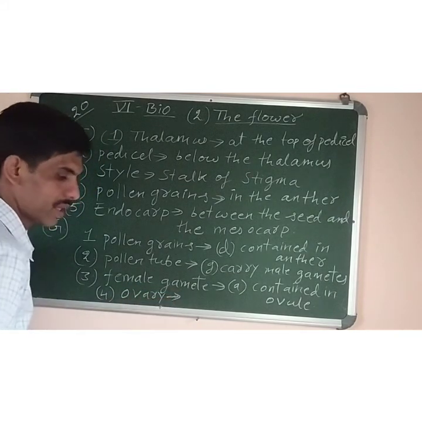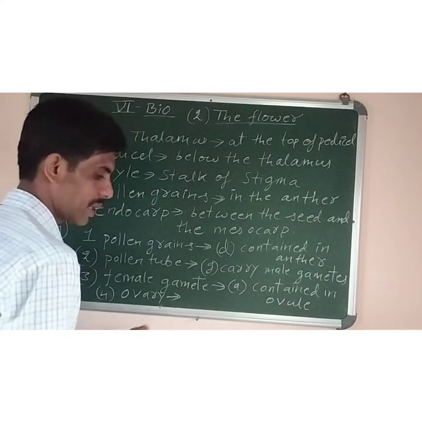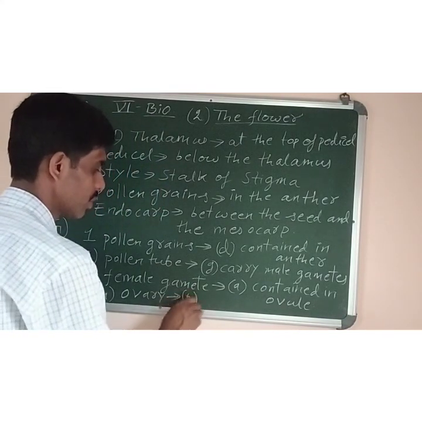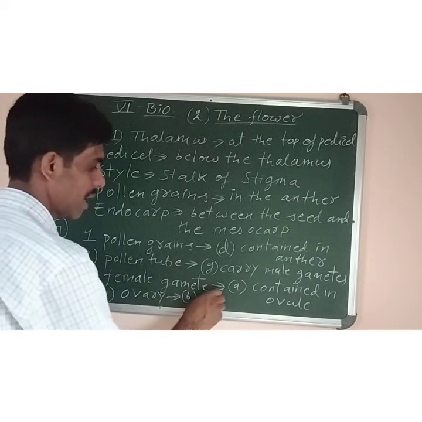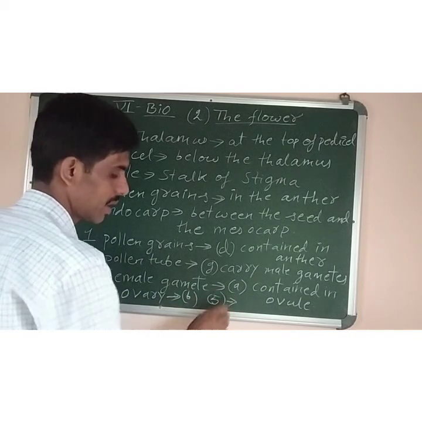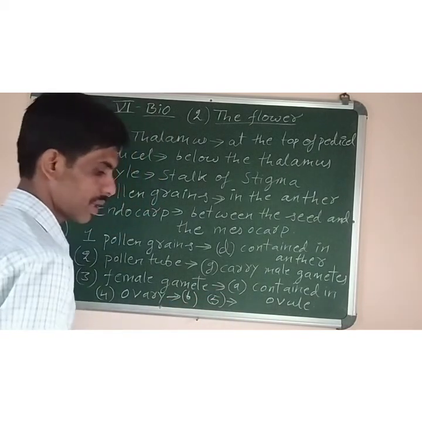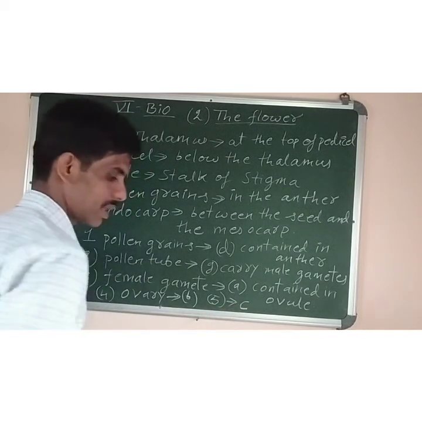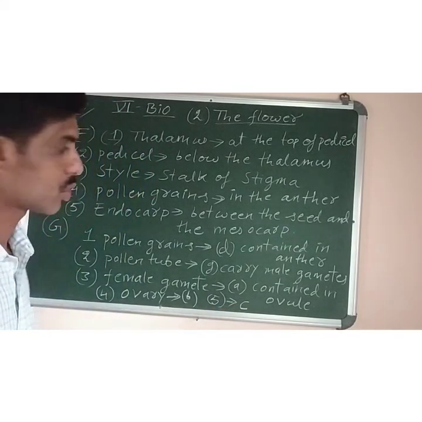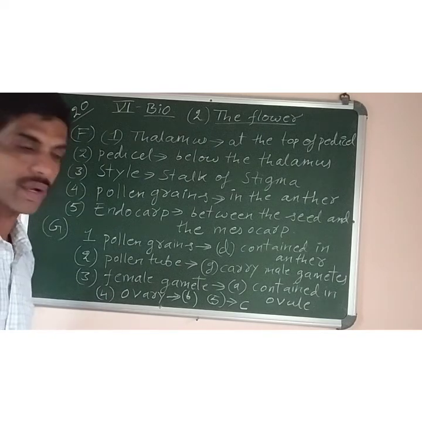Then the fourth question, although there is no place, is ovary, and it matches with number B, changes into fruit. So number 4 it is B. And number 5, I am writing it here only, the fifth question, zygote, it matches with number C, that is forms the embryo. So with this we have completed part 1.